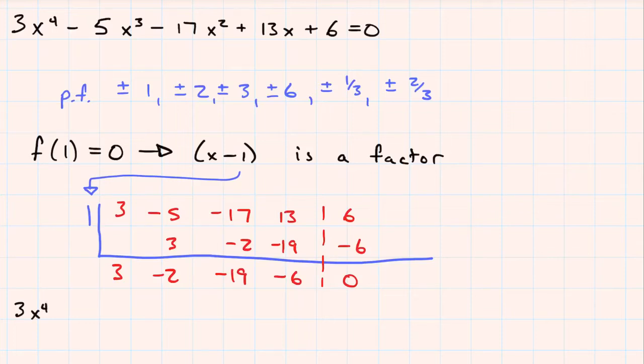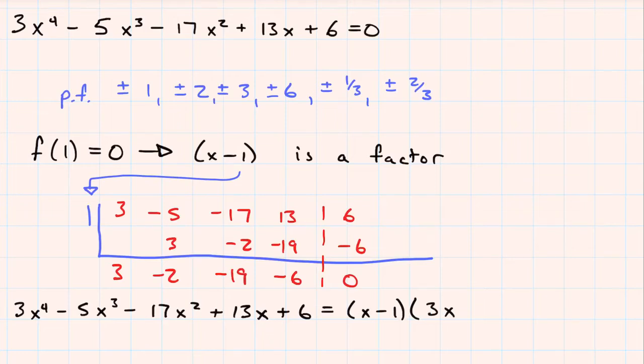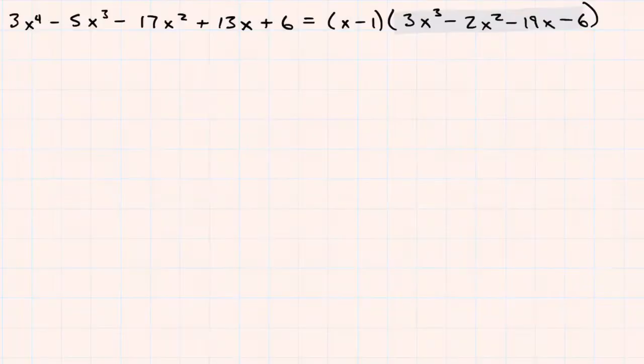So now we know that 3x to the fourth minus 5x cubed minus 17x squared plus 13x plus 6 equals x minus 1 times 3x cubed minus 2x squared minus 19x minus 6. And now we just have to break down that cubic at the end.